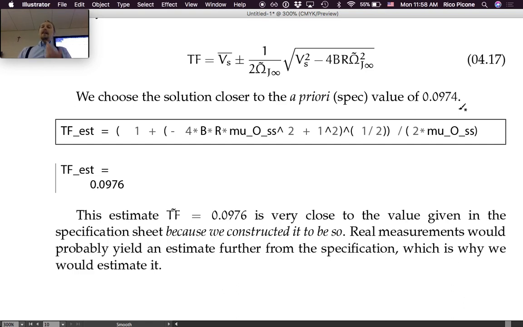That makes sense in this case, but it's because we spoofed the data, right? Real measurements would probably yield an estimate further from the spec, which is why we would estimate it. If we trusted the spec, then we wouldn't really need to estimate it. But we're saying, okay, TF for this motor, let's figure out what it is. So dominant time constant, tau1, we measured that. We also measured the transformer ratio. Well, you guys are going to. I just made up data. You guys are actually going to take data.